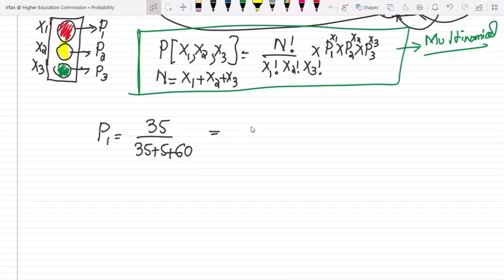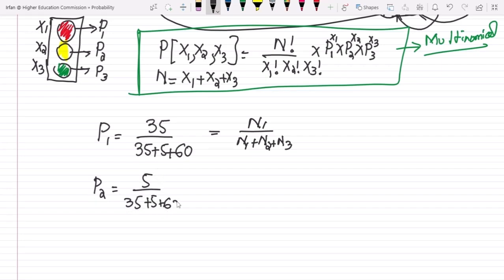Okay, this is for the number of times for the first one, while this one is for the total, which is n1 plus n2 plus n3. Similarly, for P2, I have to write what here? It will be 5 divided by 35 plus 5 plus 60, which would be n2 divided by n1 plus n2 plus n3. Okay, and for P3, I have to write what?